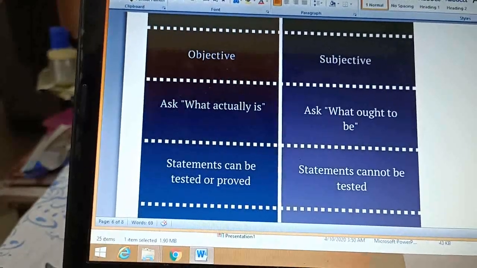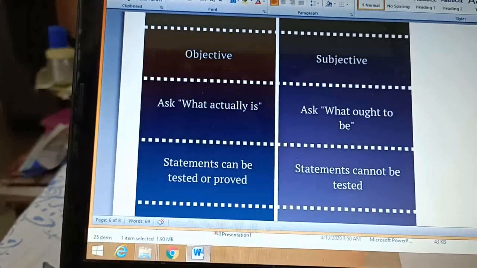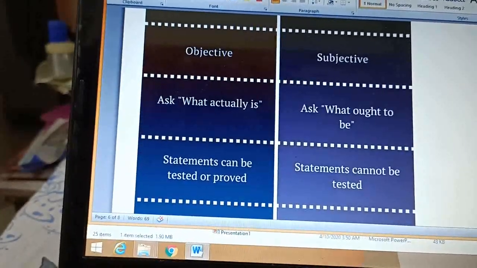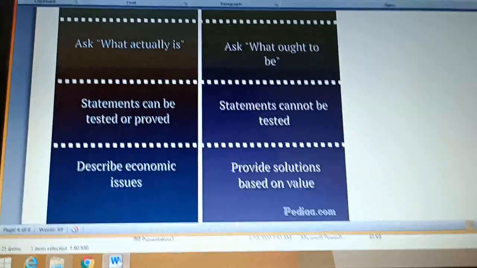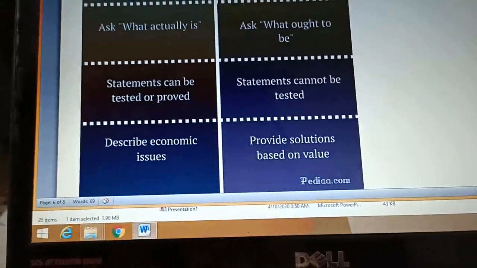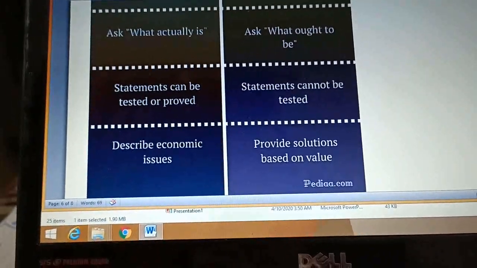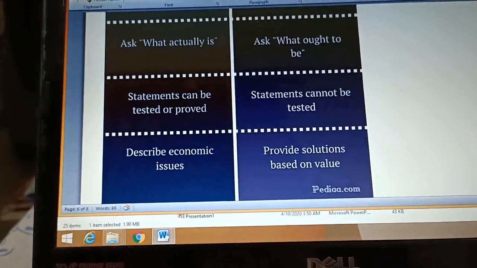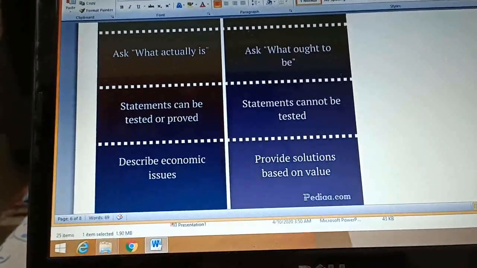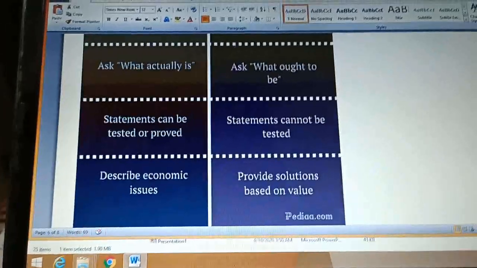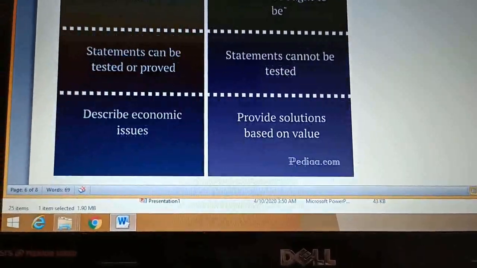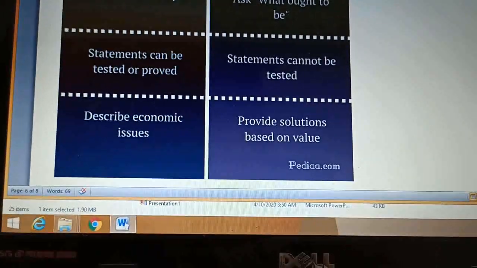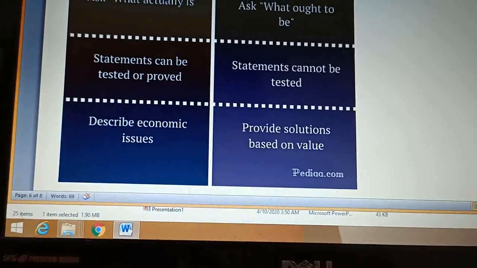Positive statements can be tested and proved because that is a cause and effect relation. Normative statements cannot be tested. When we say it should be done, we can test it only once it happens, not now. That's why we can't test it. Positive statements can be proved because the study is about facts, and facts can be tested. We can take the data, check it, and describe economic issues, while normative economics provides solutions based on values.